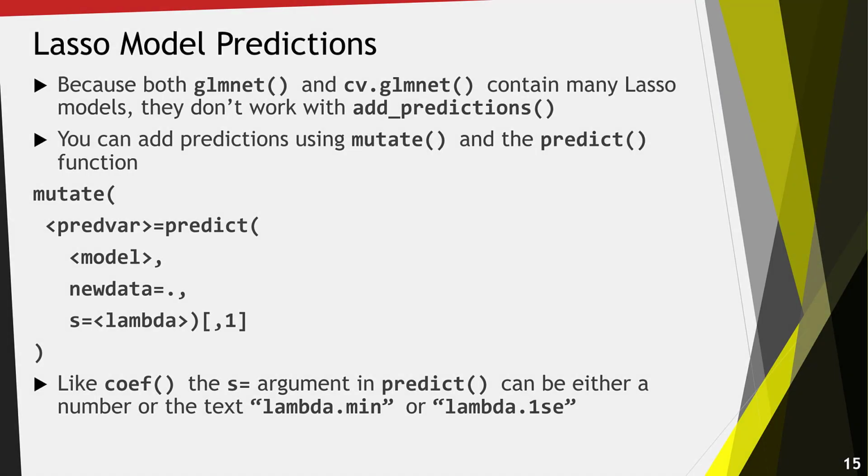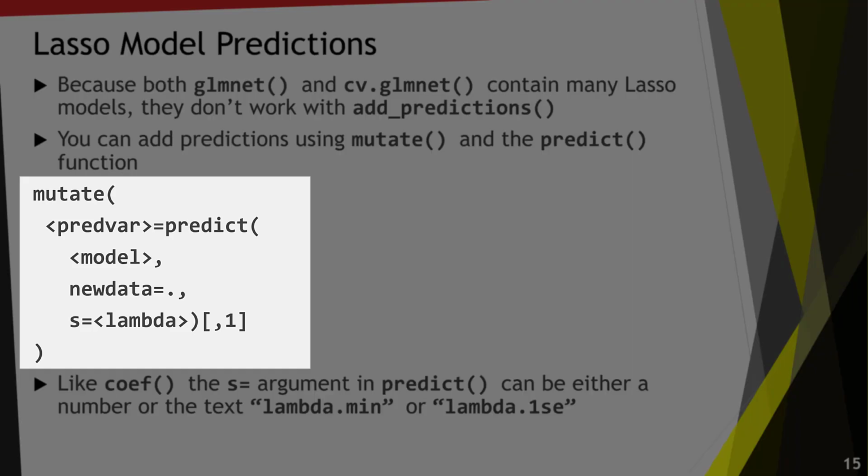We'd like to make predictions from our Lasso models too. Because both glmnet and cv.glmnet contain many Lasso models, they don't work with add_predictions like we expect. So instead, we can add predictions using mutate and the predict function. How might this work? We would take our data and pipe it to a mutate verb. We create some variable name. Here I've just put predvar in brackets to denote the variable name that you might use. We'll use the predict function.